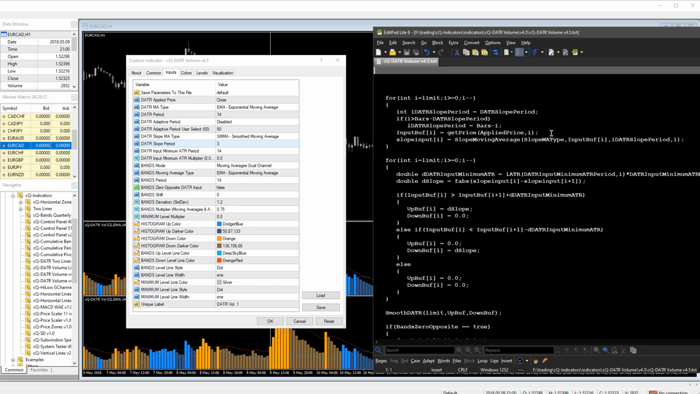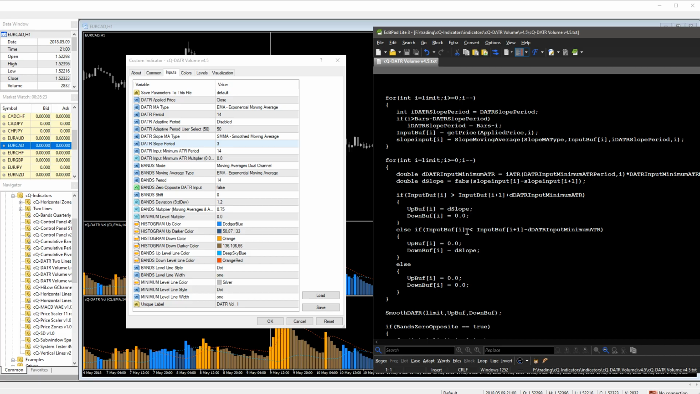It then calculates the slope based on the input. The slope moving average type is this SMMA, and the slope period is 3. Coming down, this is where the DATR first calculation is done. It calculates the DATR minimum input, which is an ATR value set with these two variables right here. The input has to be greater than the previous input plus whatever this ATR amount actually is. If it's not, then a 0 is put into that up buffer or down buffer, depending.